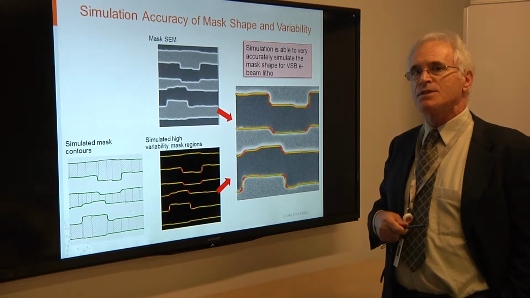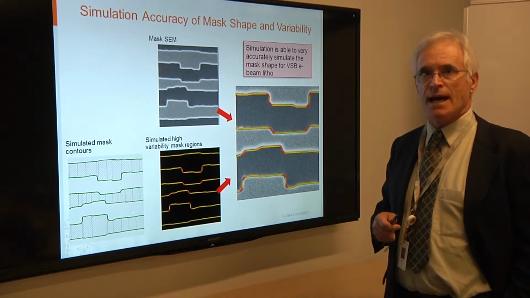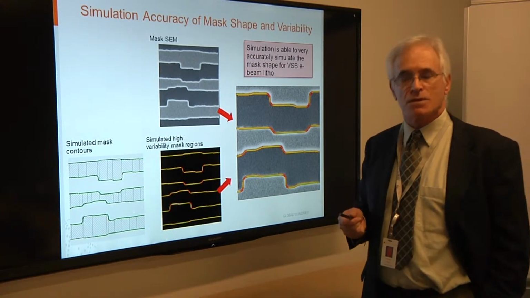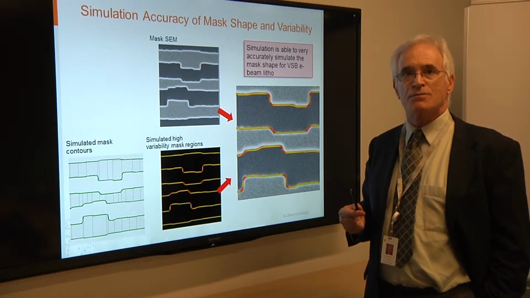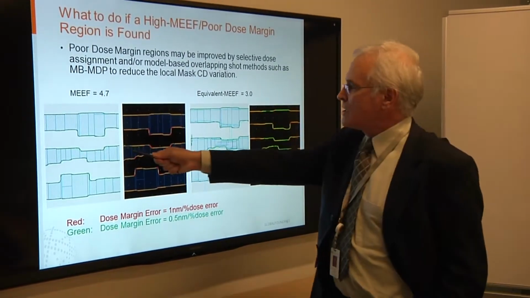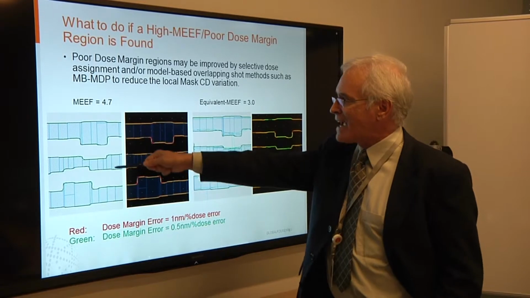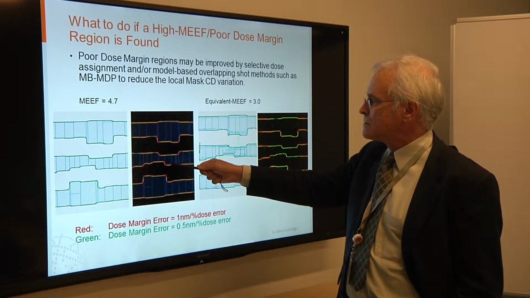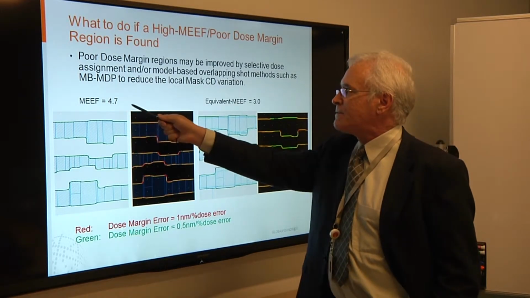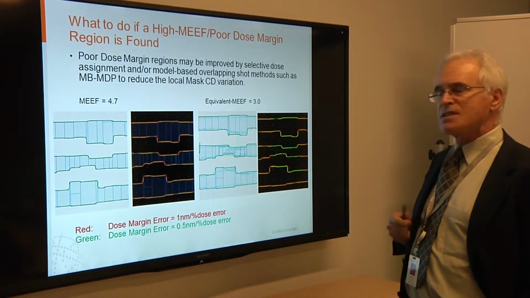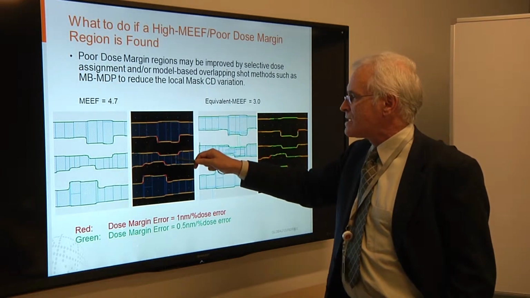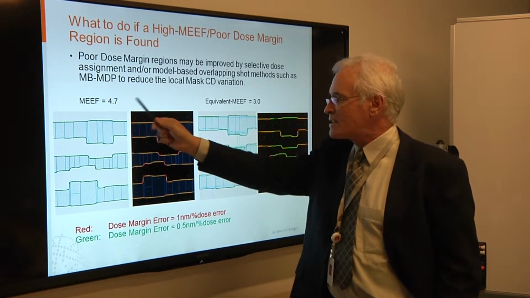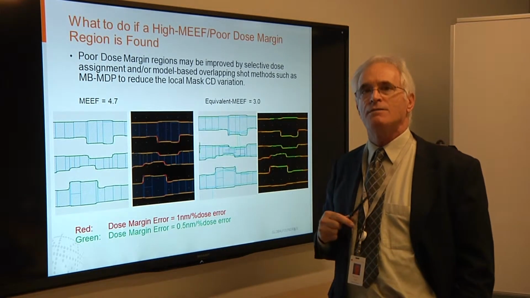And by that means, we're able to determine ways to mitigate that. We can, for example, add shots, so we can change the dose of the shots to improve the dose margin. In this case, you'll see that a traditionally fractured layout has very poor dose margin in regions. In fact, the MEF is also 4.7. So this means that the high variability in this mask combined with the high mask error enhancement factor will result in very high wafer variability.